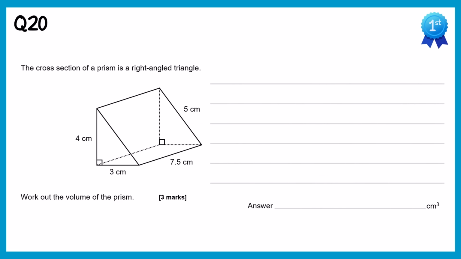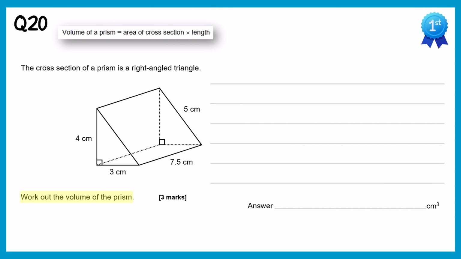In this question, we need to work out the volume of a prism. This is actually a formula from your formula sheet. It will say the volume of a prism is the area of the cross-section multiplied by the length. So we need to start with the area of the cross-section. We're told in the question the cross-section of this is a right-angled triangle. So let's find the area of this right-angled triangle.